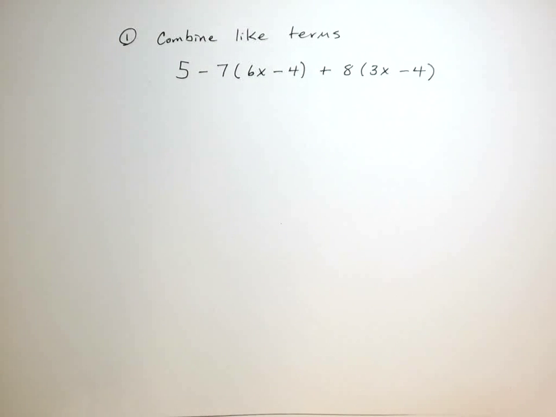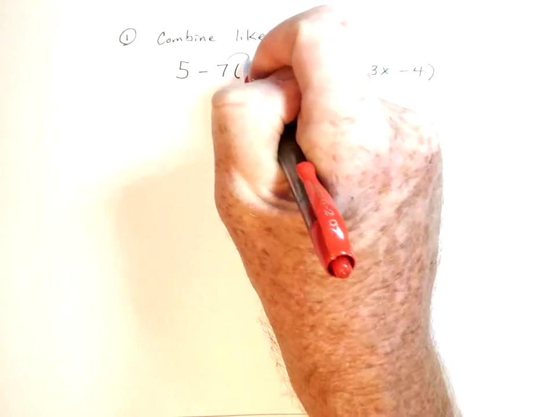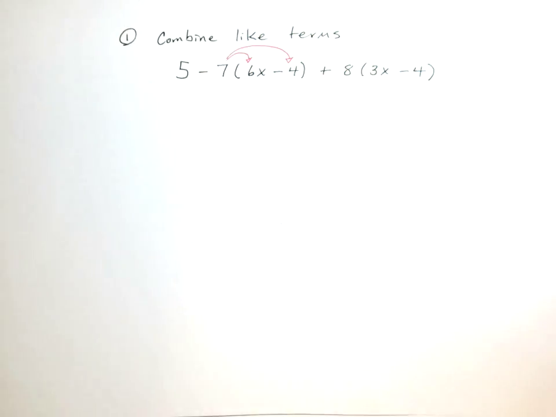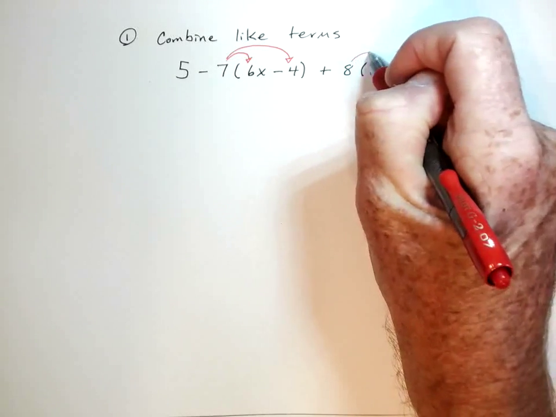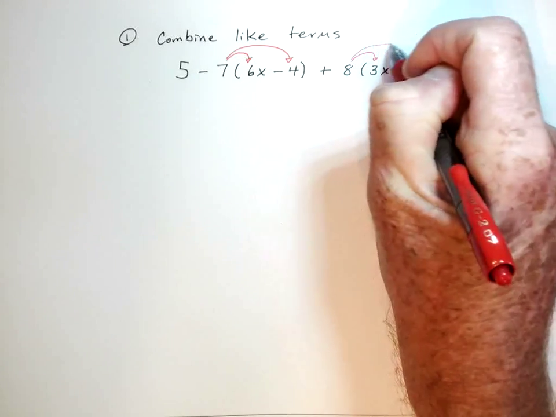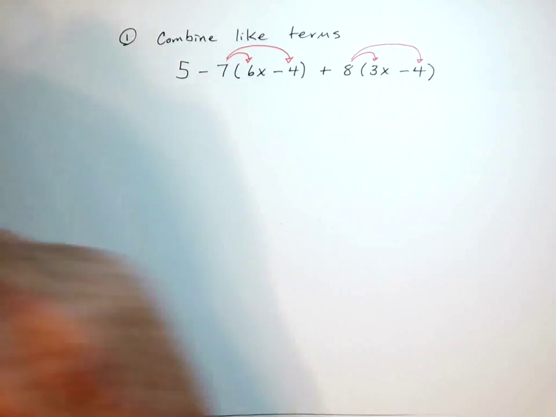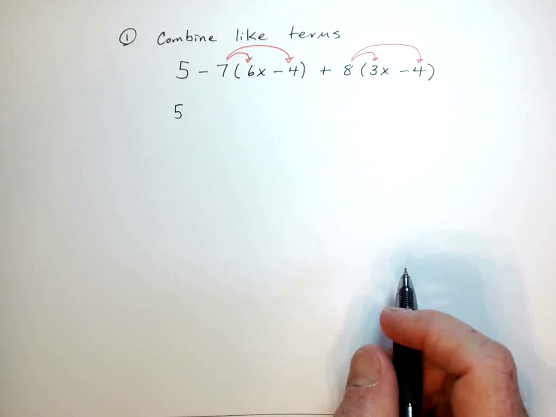So with this one, combine like terms, the first thing you need to do is distribute or multiply through by this -7 for these two terms right here. And then multiply by 8 or distribute this 8 with these two terms over here. So this 5 is going to have to wait until later.